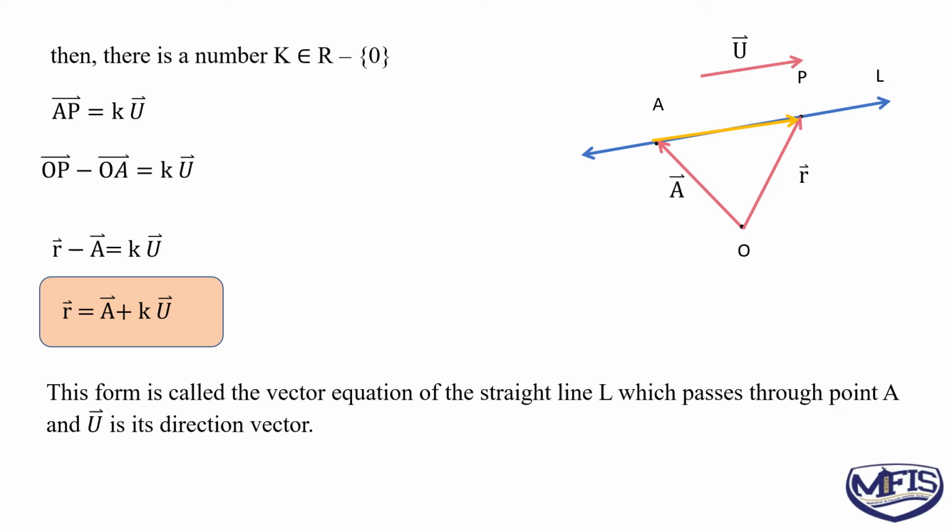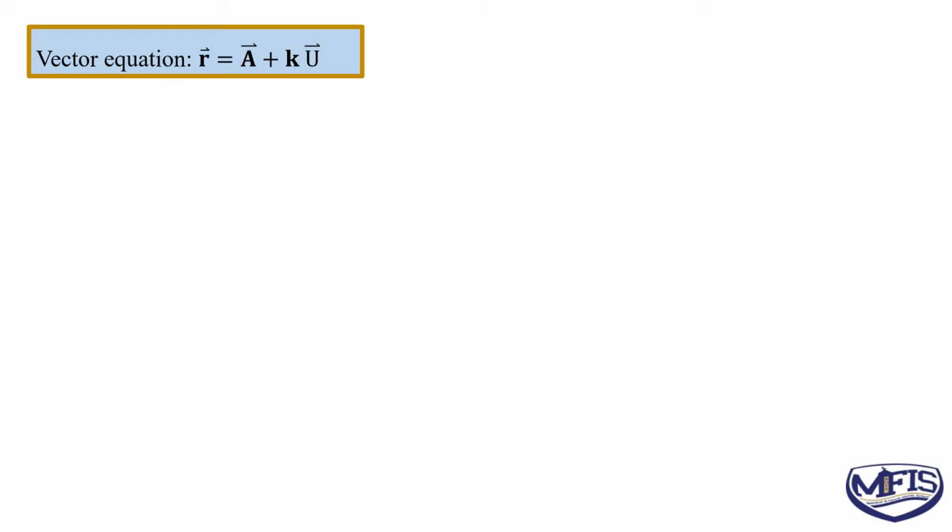And this form is called the vector equation of the straight line L which passes through the point A, where U is the direction vector. This form represents the set of points on a line passing through the point A and parallel to the U vector. So we have the form of the vector equation: r vector equals a vector plus k u vector.